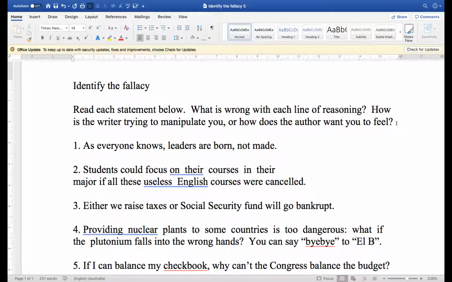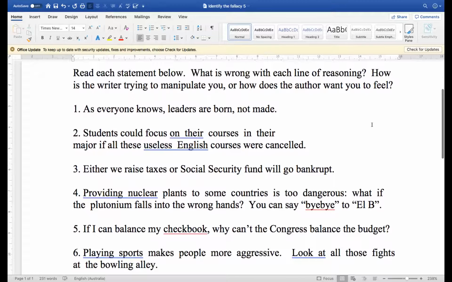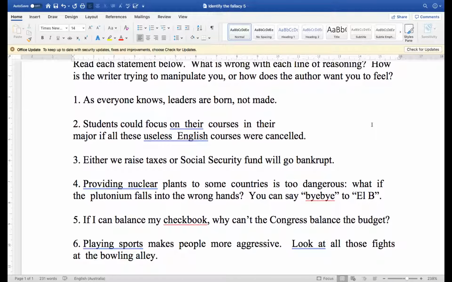Yes, indeed. So I'd just like to introduce fallacies in that way, and think about how, as it says, the reader is trying to manipulate you or want you to feel. So they're not being logical necessarily, but they're using some other kind of technique.